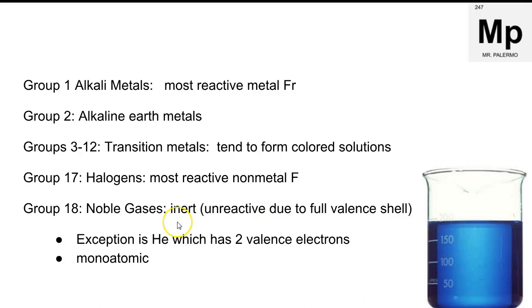And then group 18 are the noble gases. These are inert, which means they are unreactive due to their full valence shell. Recall that we do have an exception, which is helium. Helium is a noble gas which only has 2 valence electrons, where the rest of these things have 8. And the noble gases are said to be monoatomic. Since they don't bond, mono meaning 1, they just contain 1 atom. They do not form compounds.